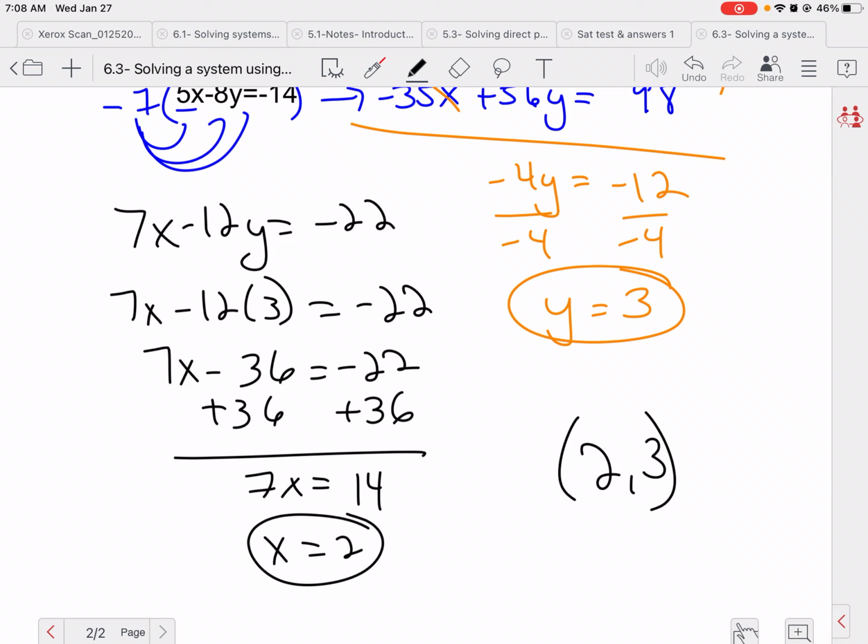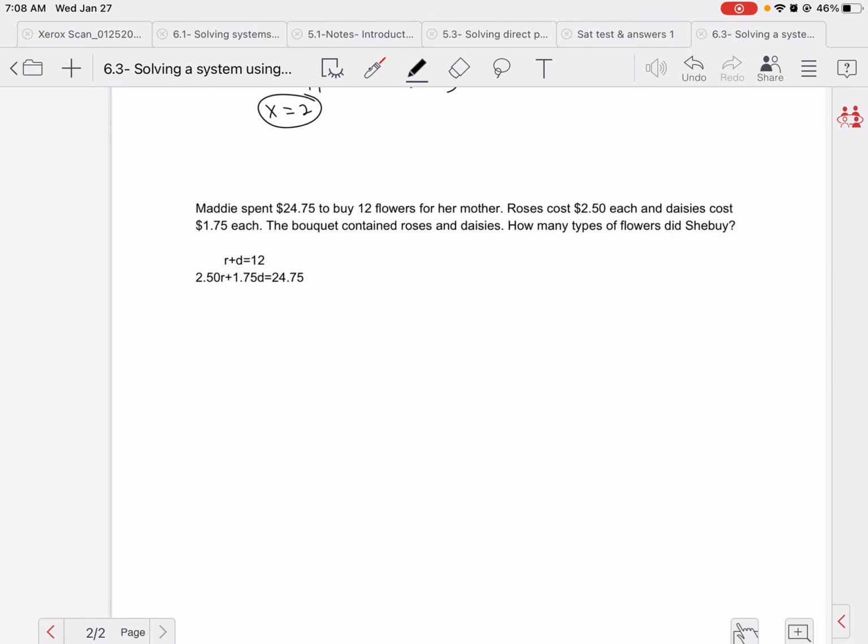Okay, so again, we can do all of these things to get rid of some of these values. And again, this can be slightly easier than substitution just because you have less fractions to deal with. Okay. All right, let's go on to our last one here.